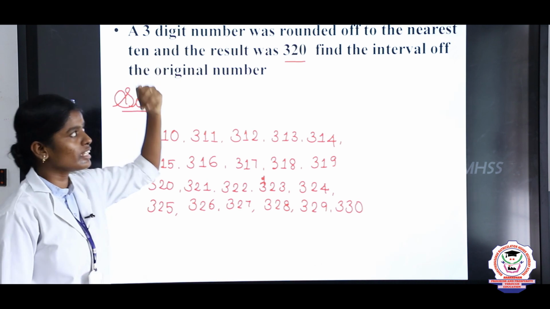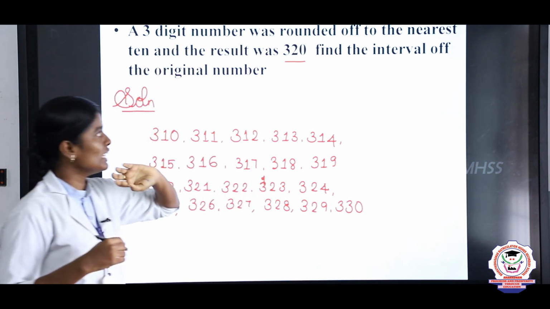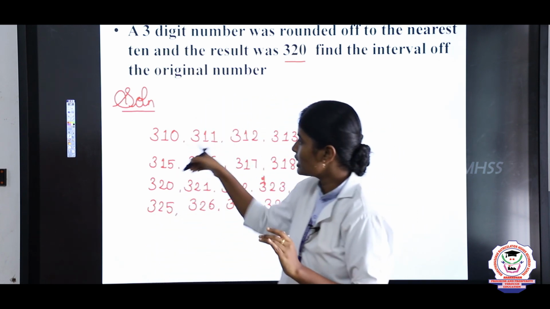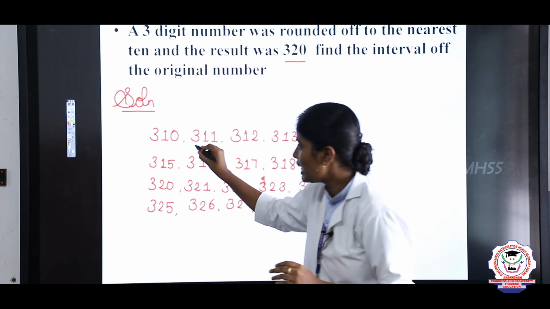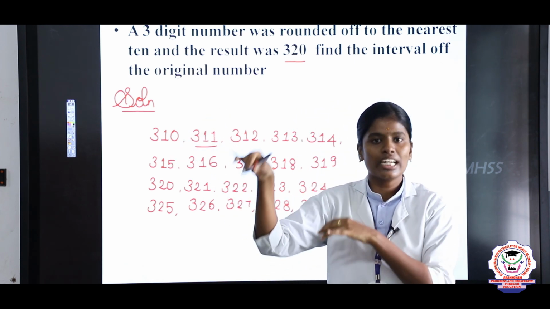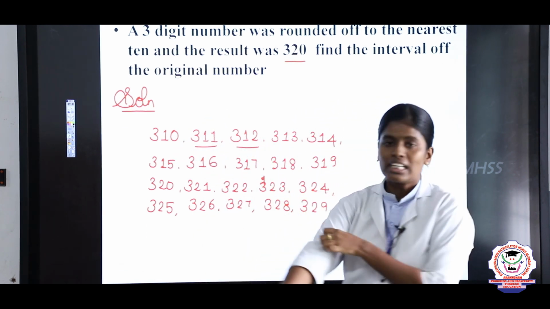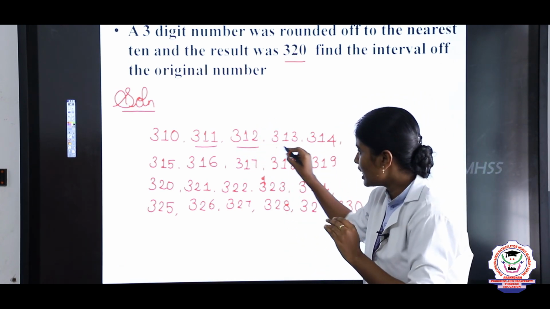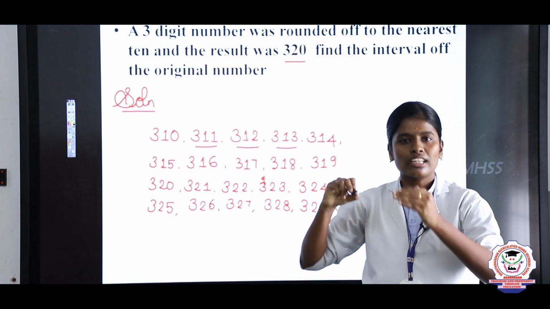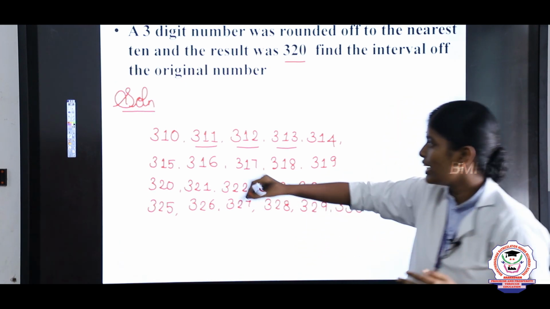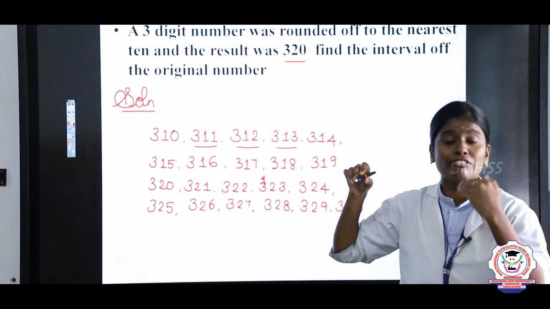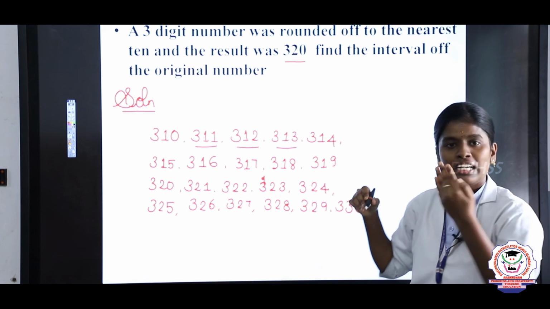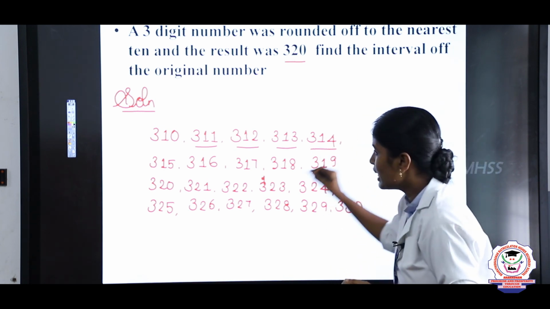So listen, children, a 3-digit number was rounded off to the nearest 10 and the result was 320. First you will take 311. 311 to the nearest 10 is 310. Next you will take 312. 312, the nearest 10 value is 310. Next 313, the value is 310. Next you take 314, the answer is 310.